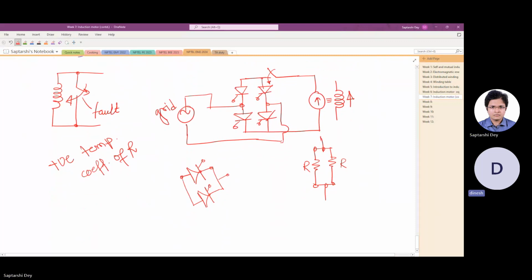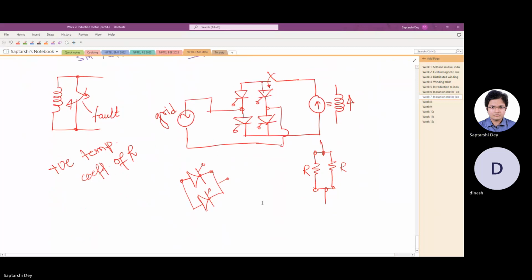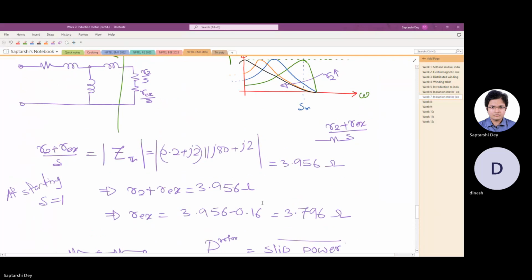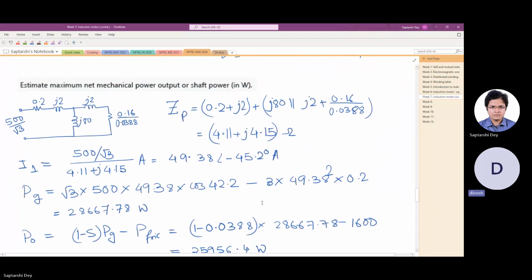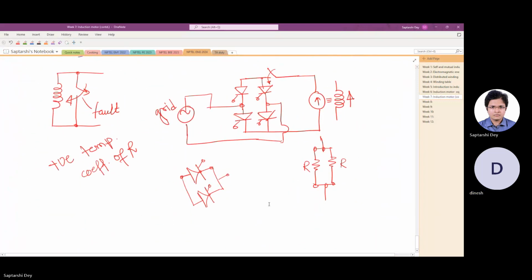Is there some faster method for this complex multiplication? Actually, in these problems I am doing rectangular to polar, then I am multiplying the polar. You can directly do it in the calculator. I am using this 991 ES. Okay, directly we can do that.